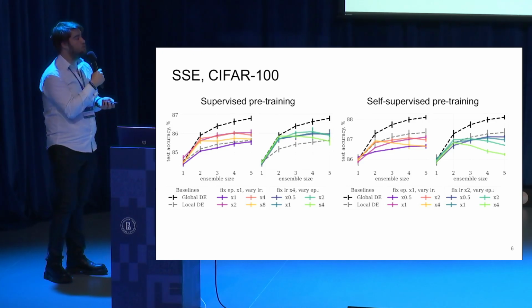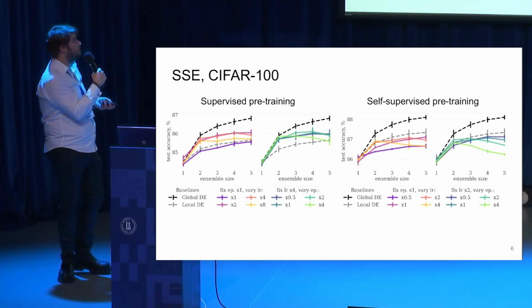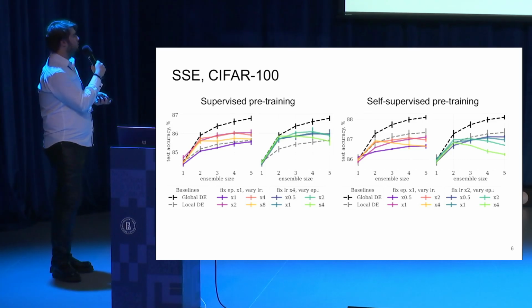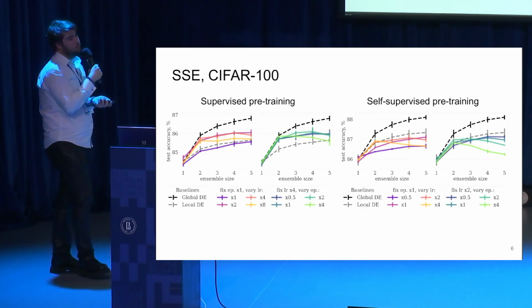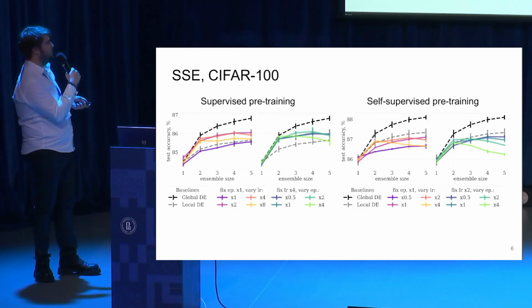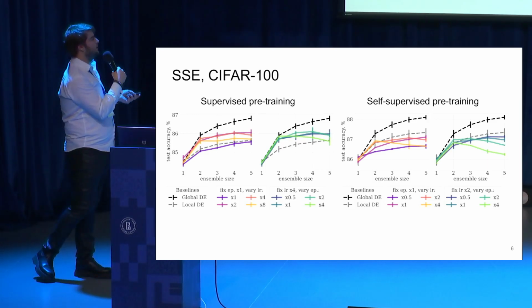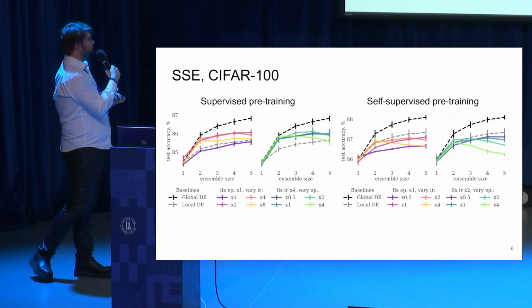So here are results for the snapshot ensembles. These figures show the quality, the test accuracy, of ensembles of different size. And first of all, you can see the baseline lines in this plot, which are black and gray and correspond to global and local deep ensembles. And indeed, there is a quality gap between them. For both types of pre-training, we have global ensembles being superior to the local ones.